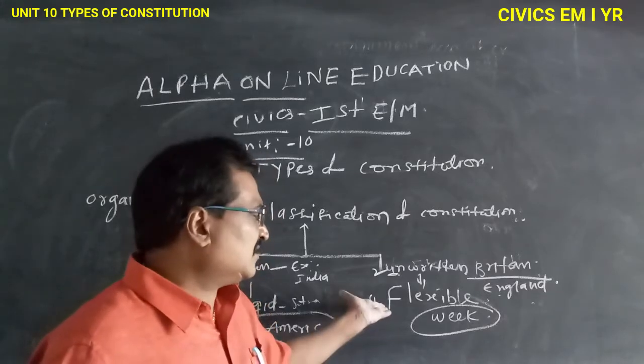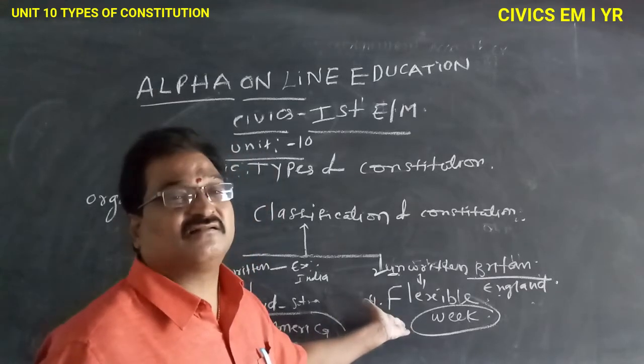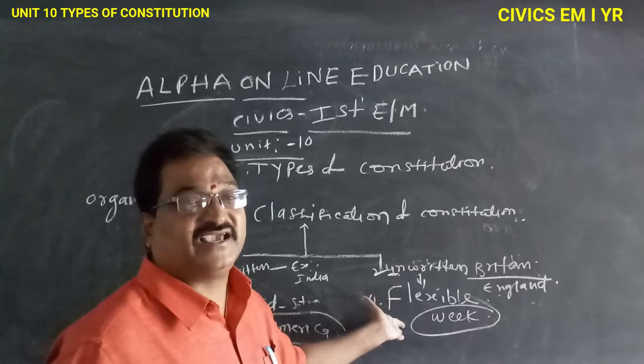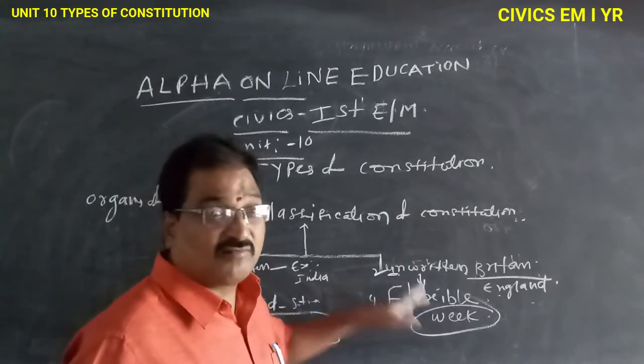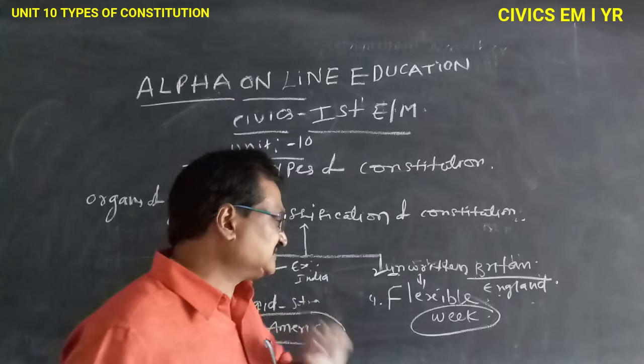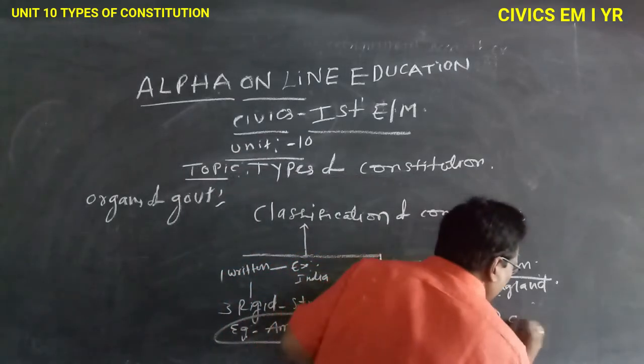So the flexible Constitution is weak. It is not strong. It is not rigid. The best example is Britain.